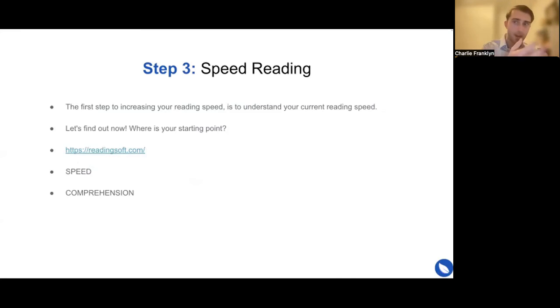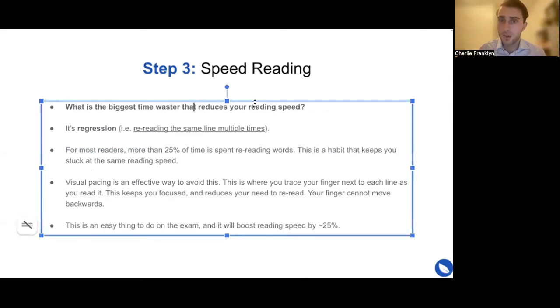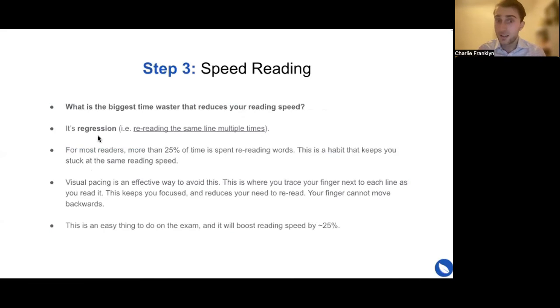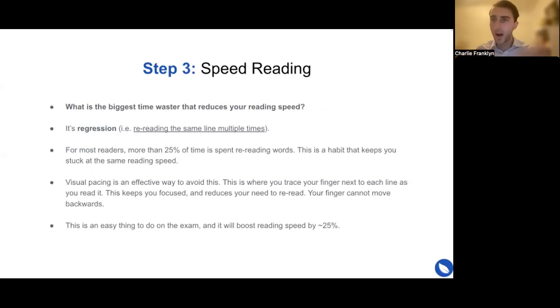We can all just race through a piece of text. We're trying to read it as fast as possible and not really understand anything. But we want the mixture of both. And this is where this technique comes in really, really handy. Really the biggest thing that wastes time when you're reading is regression. And this is where you're rereading the same line multiple times. Why do we reread the same line multiple times? We don't do it for fun. We do it because we didn't comprehend it.